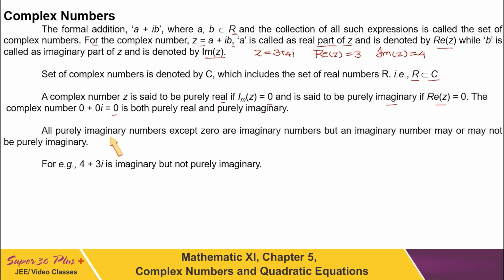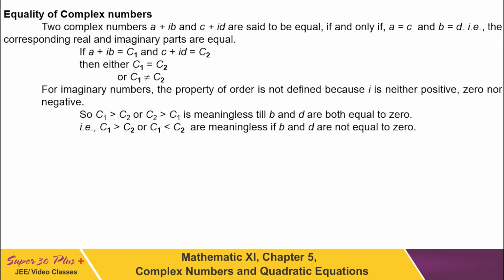All purely imaginary numbers except 0 are imaginary numbers, but an imaginary number may or may not be purely imaginary. For example, 4 + 3i is imaginary but not purely imaginary. It will be purely imaginary if you write the example like this: 3i, meaning the real part of this number will be 0.